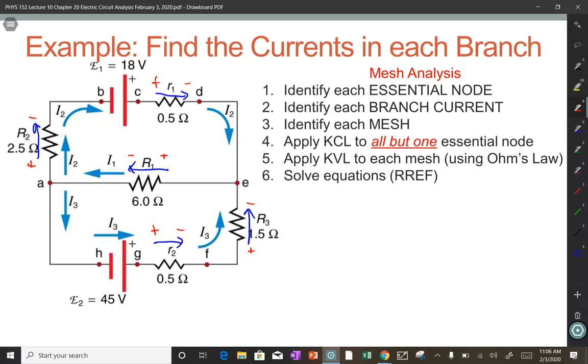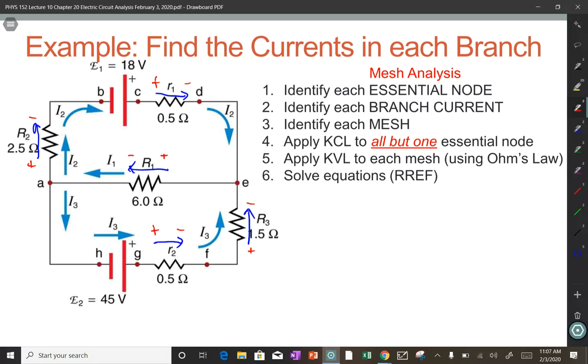I could have said each loop, but each mesh is a special case of loops. How many total loops could you make? That is a circuit that starts and ends in the same place. How many unique loops could we make with this circuit? 3. We have the upper one, the lower one, and all the way around. There are some rules about what equations are going to be unique. And our rule with loops is the smallest number of loops that can completely cover the circuit is the number that I can use. And we call those the meshes.